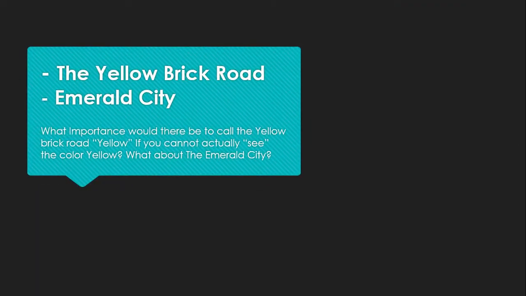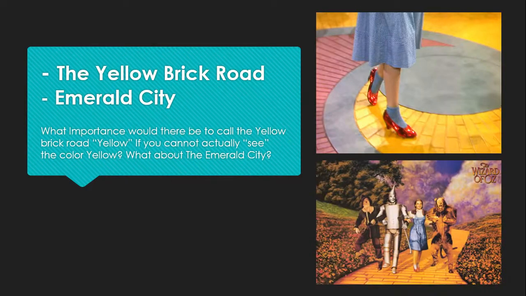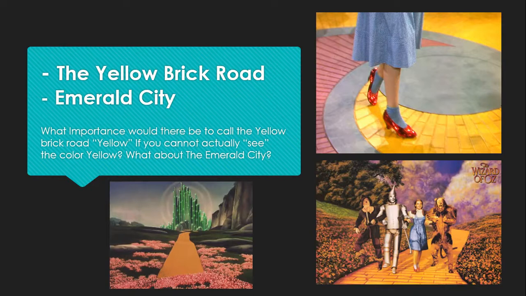What about the yellow brick road or Emerald City? What importance would there be to call the yellow brick road yellow if you cannot actually see the color yellow? What about the Emerald City? Would it still remain grandiose if it was not emerald?